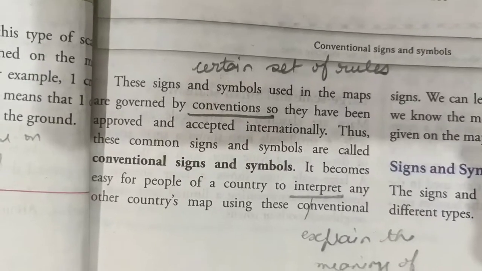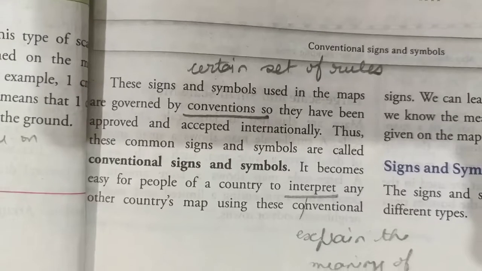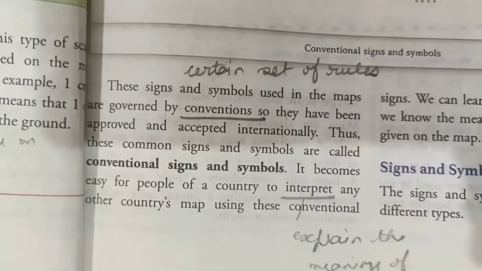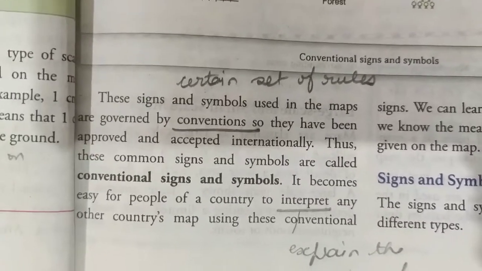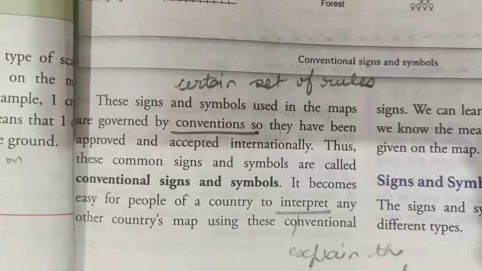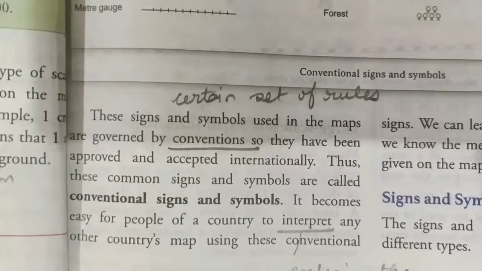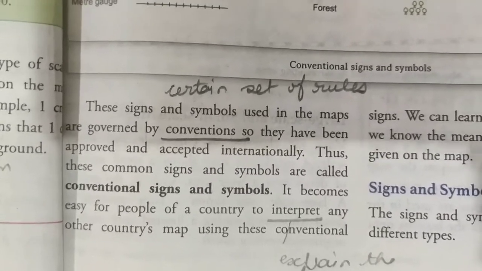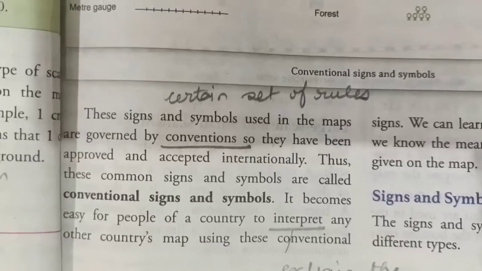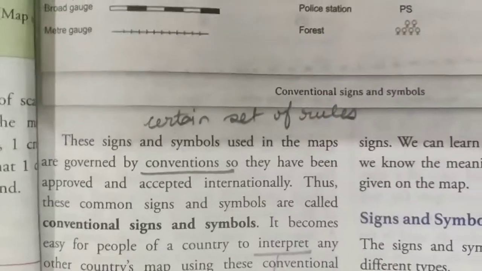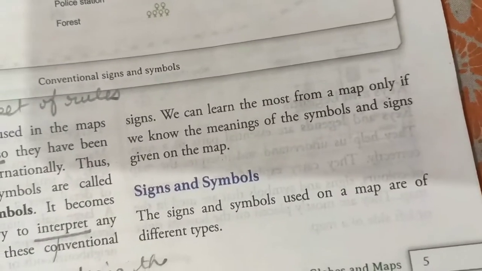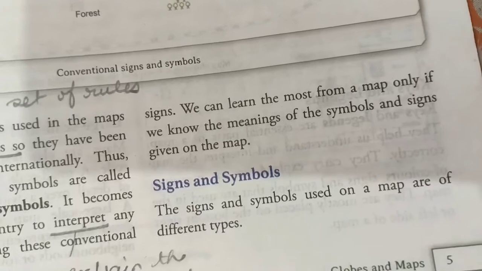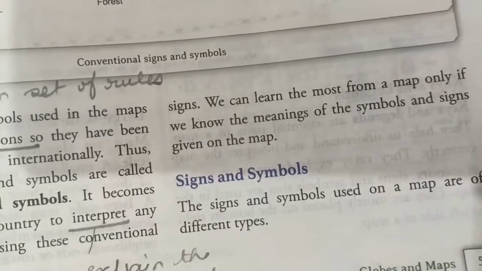Okay, and that is the reason these signs and symbols have been approved and accepted internationally. These symbols and the signs which are approved and accepted internationally are known as conventional signs and symbols. Why are they used? Because it makes it easy for people of a country to read any other country's map. So that is the reason they are very, very important. Now children, we can learn the best from a map only if we know the meanings of the symbols and the signs which are given on a map.